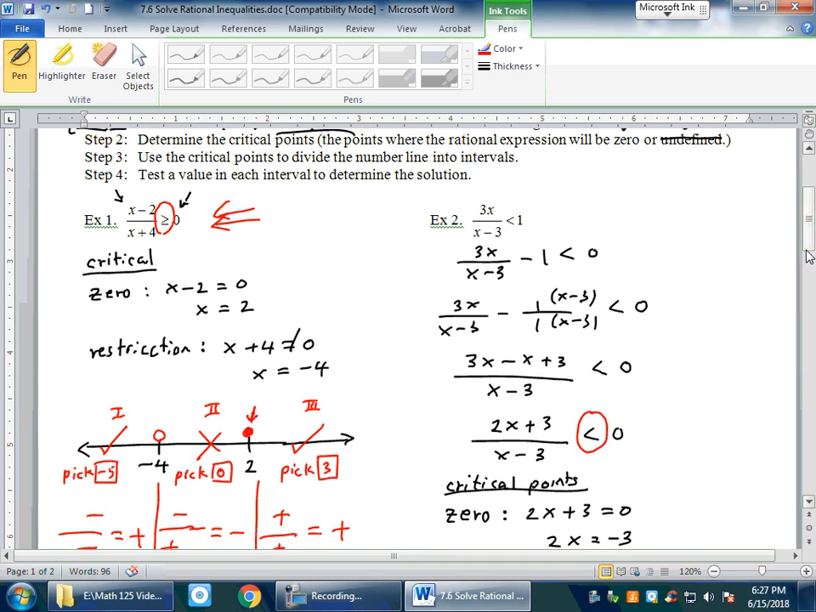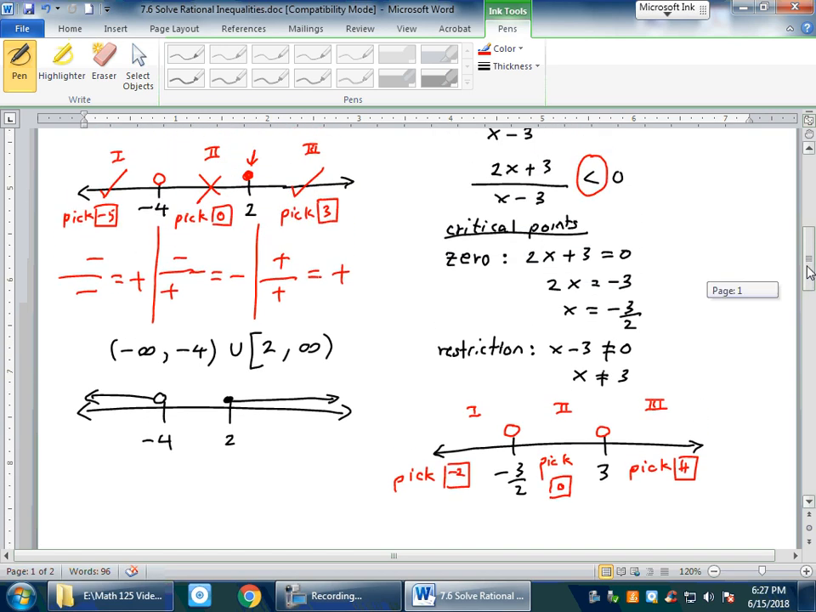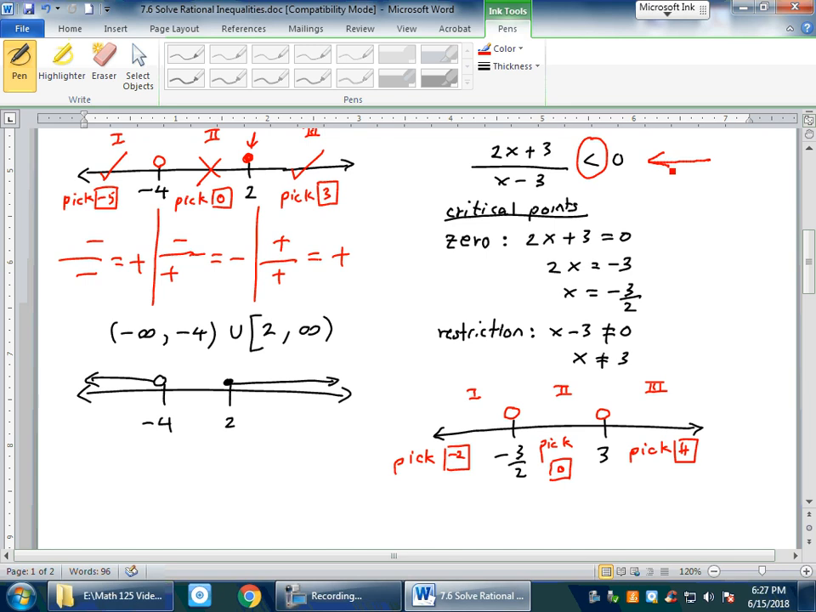Right? So now that we have this, we break it down into 3 intervals, interval 1, interval 2, and interval 3, and we pick a number from each interval and test it. So in interval 1, I pick negative 2. In this interval, pick 0. In this interval, I will pick 4. And testing into this inequality, right? The inequality that has only one fraction on the left hand side and a 0 on the right hand side. So that way it's easier to compare.